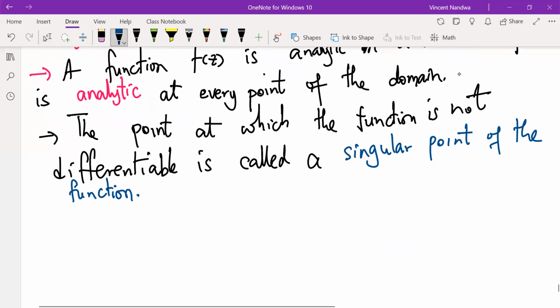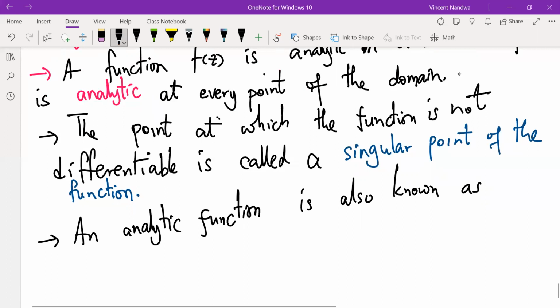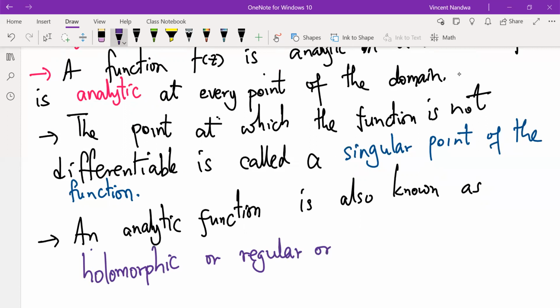We have synonyms for analytic functions. So an analytic function is also known as holomorphic, or regular, or monogenic. All these are synonyms.